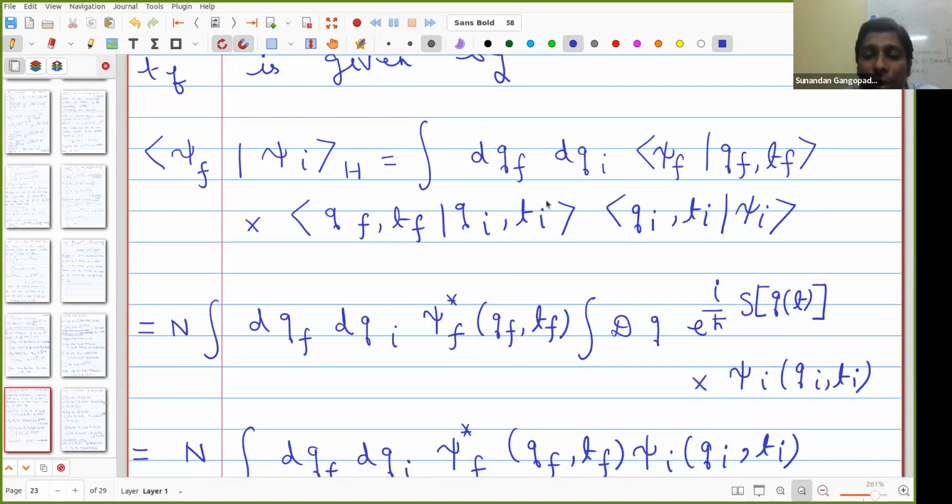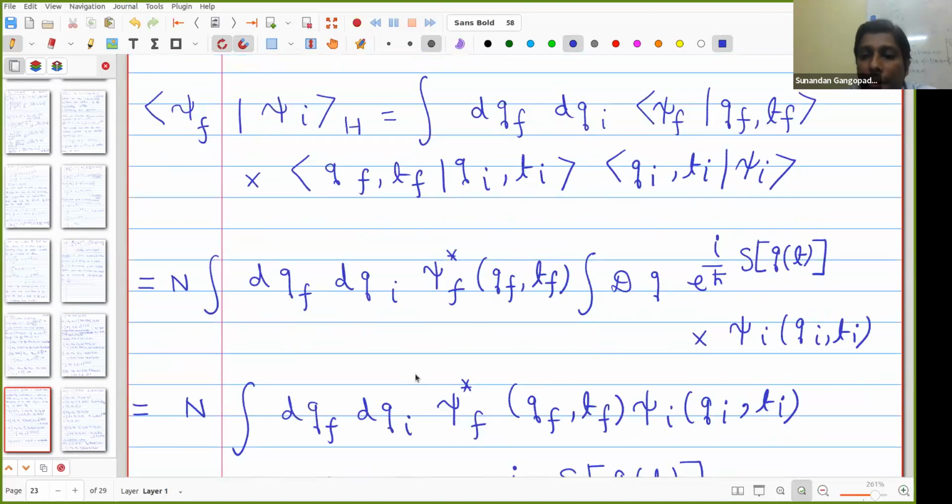So what you can now do is just plug in the path integral representation for this overlap, and you can write this expression as some normalization constant times the integral over dqf dqi. This overlap that I have here is the overlap of bra ψf with |qf, tf⟩. This is nothing but the wave function complex conjugated, ψf* at qf tf. This is the path integral representation, which is basically ∫dq e^(iS/ħ), the action, and this is the wave function ψi at qi ti.